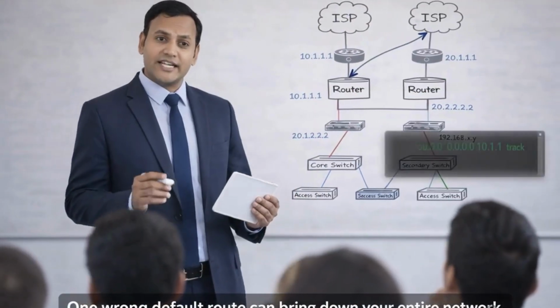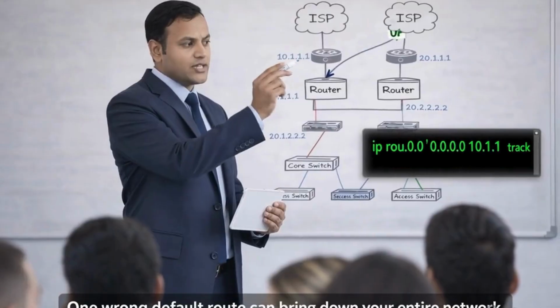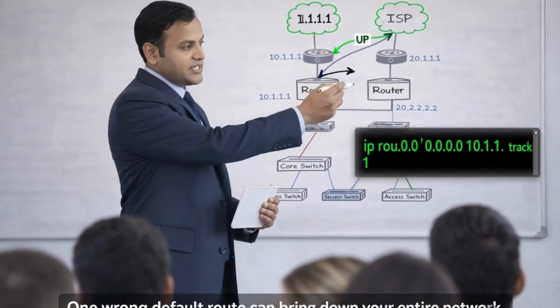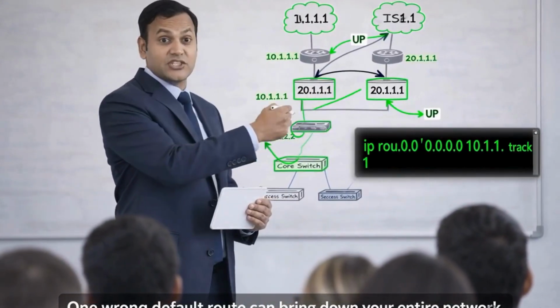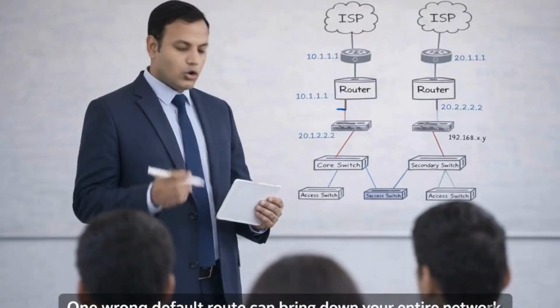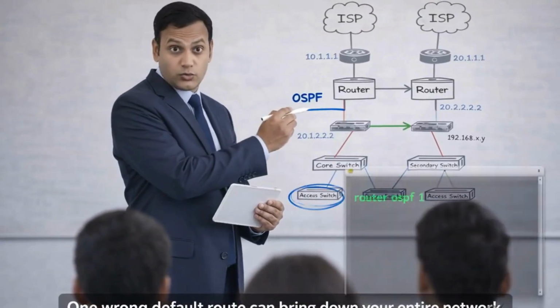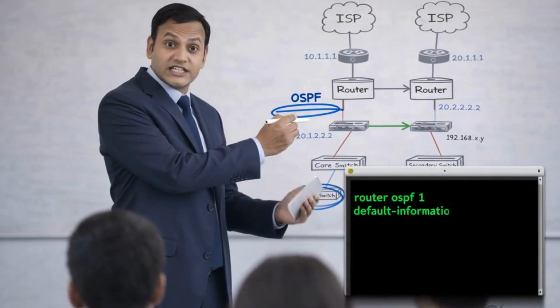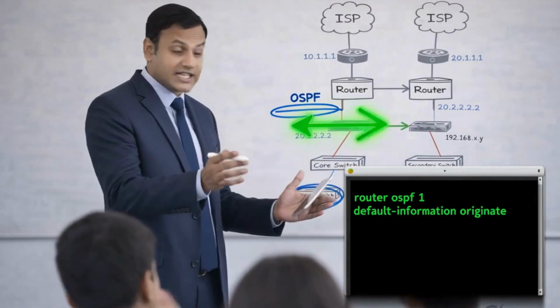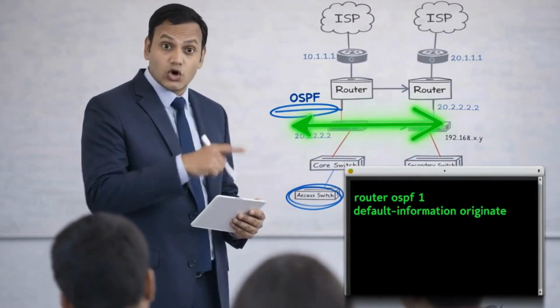Now we configure a static default route, but this route is linked to the tracking object. This means the route will exist only when the ISP is reachable. Now OSPF advertises the default route into the network, but it will advertise only when the default route exists in the routing table. And that depends on the connected route, IP SLA, tracking, static route, and OSPF.